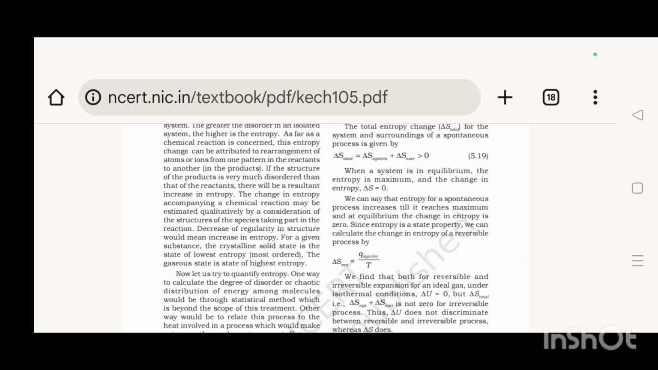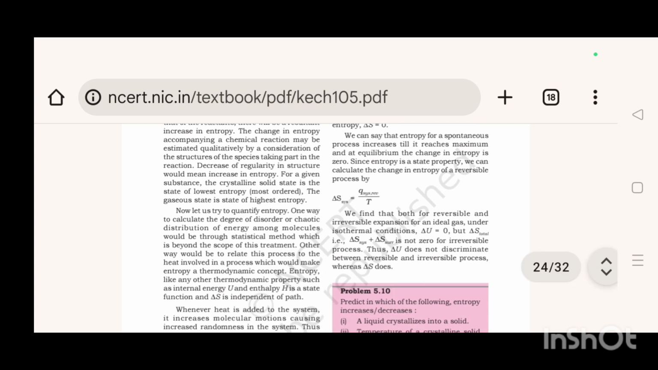Decrease of regularity in structure would mean increase in entropy for a given substance. The crystalline solid state is the state of lowest entropy. The gaseous state is the state of highest entropy. Now let us try to quantify entropy. One way to calculate the degree of disorder or chaotic distribution of energy among molecules would be through the statistical method, which is beyond the scope of this discussion. The other way would be to relate the process to the heat involved in the process, which would make entropy a thermodynamic concept.